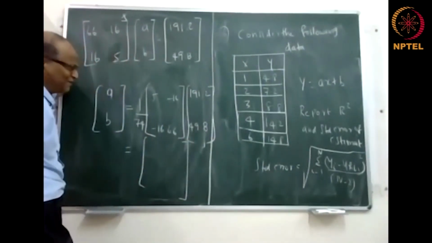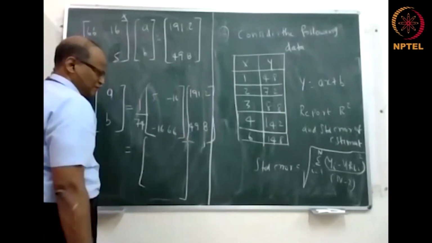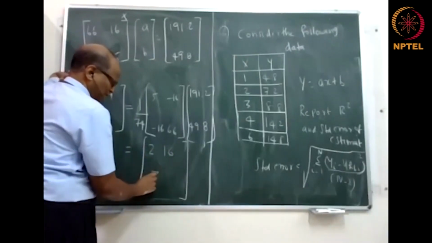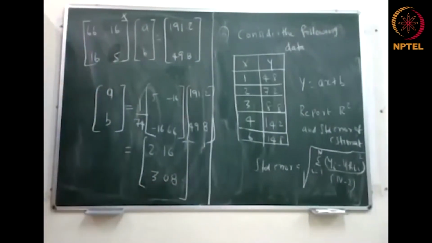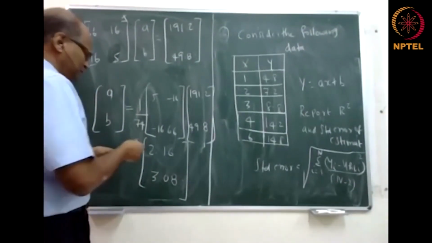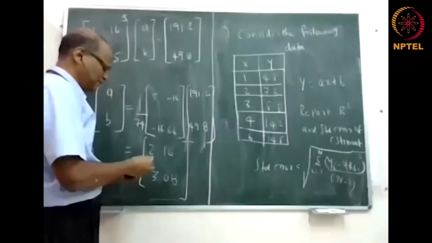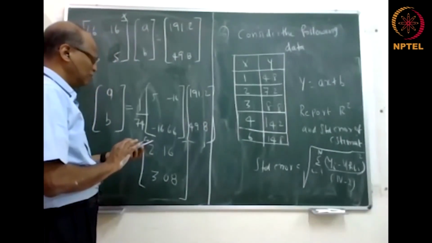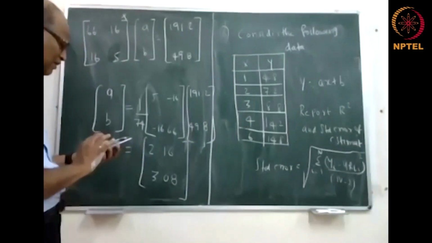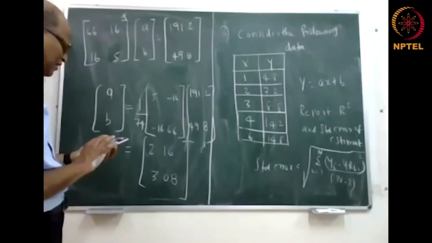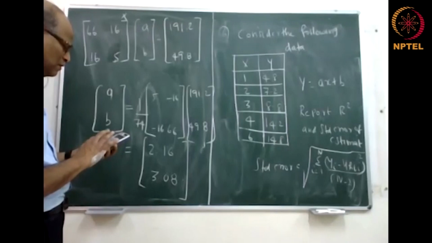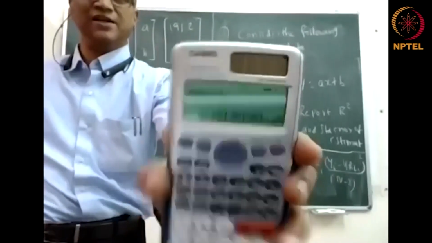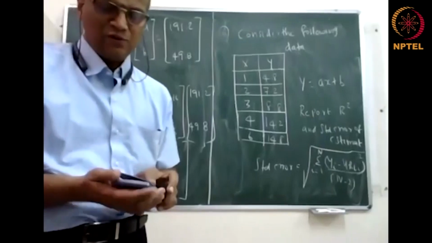Tell the answer. People can do this. How much? So final A and B, the A matrix is 2.16 and 3.08. Okay. All right. Yes, sir. So I will check one value at least. Yeah. So this is my calculation: 5 into 191.2 minus 16 into 49.8 equals something 159 divided by 74. Okay, so I got 2.15 and we are not bluffing. Okay, 2.15, everybody can check it. No bluff. It is the truth and nothing but the truth.